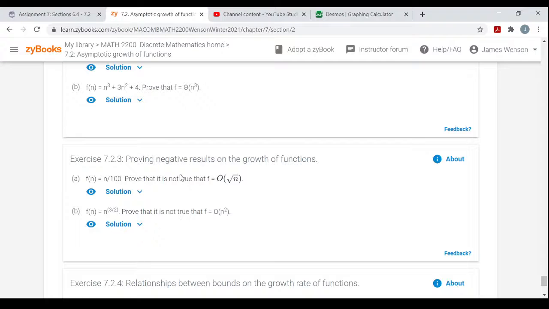All right, and then this is proving that something's not O or not theta or not omega. And if you recall from earlier, if you want to prove that something is not O or not omega, try proof by contradiction. Suppose that it is O, suppose that it is omega, and then hopefully that leads you to some sort of contradiction like in the proof earlier with the animation that I showed you.